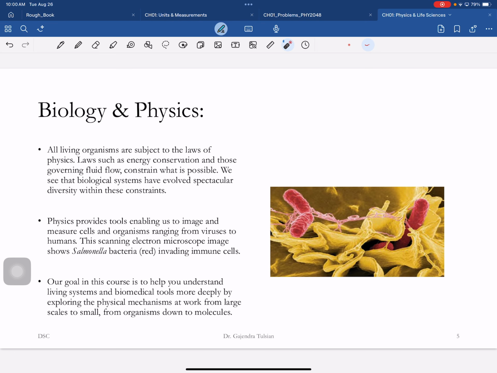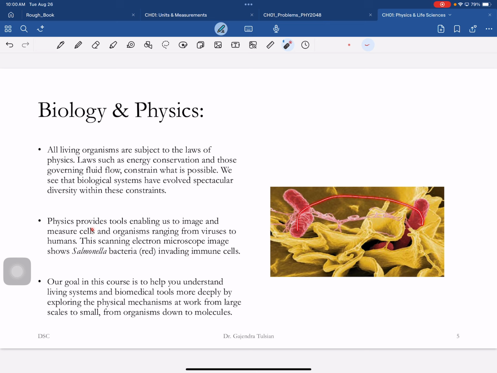Okay. So all living organisms have to obey the laws of physics. So we just showed you how the laws governing fluid flow determine what your body has evolved into.